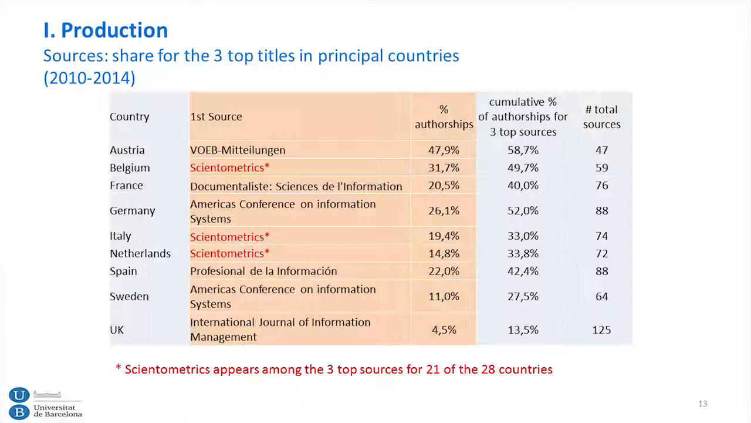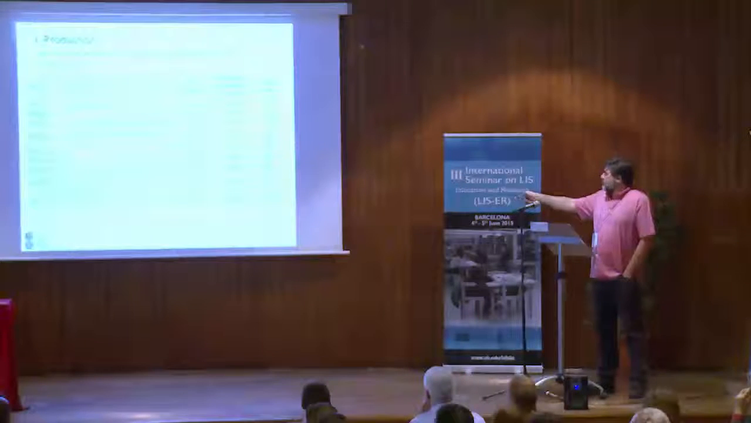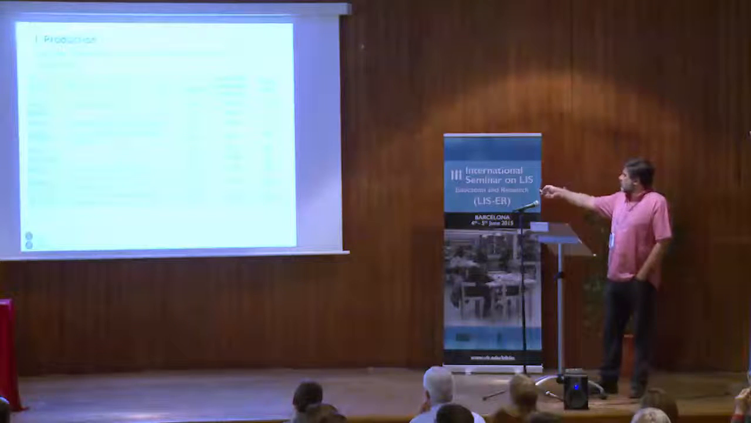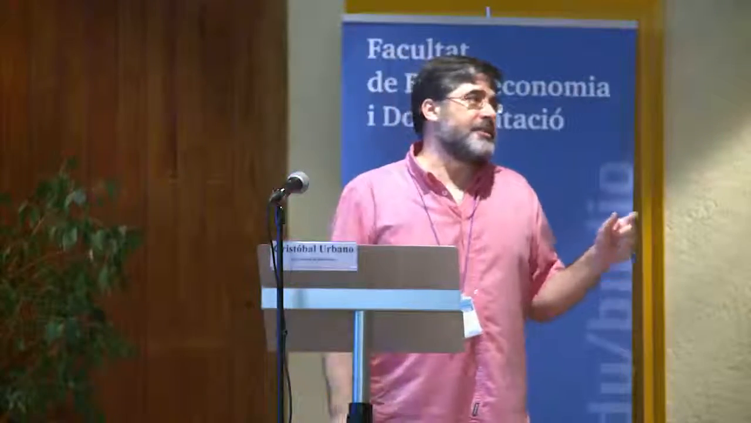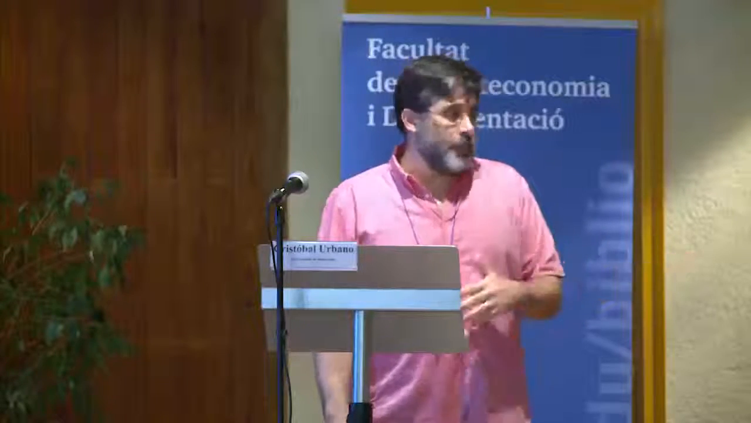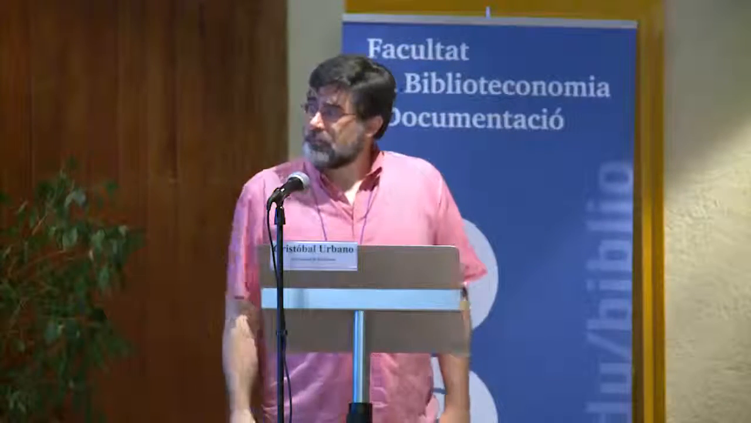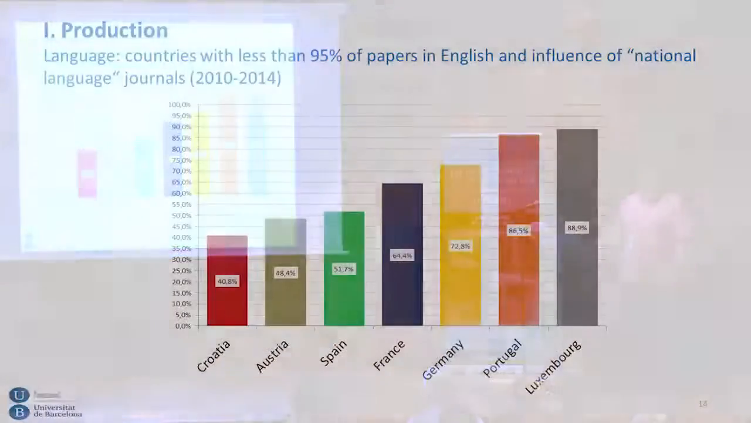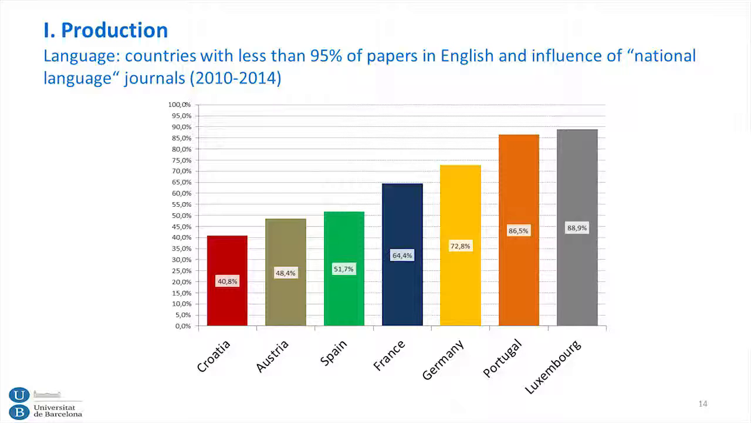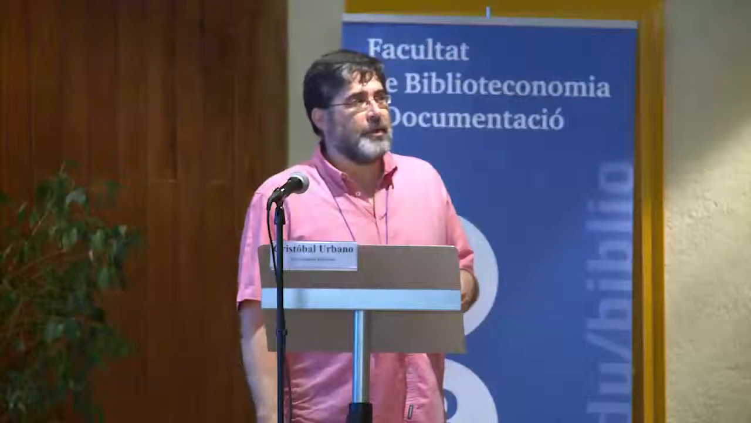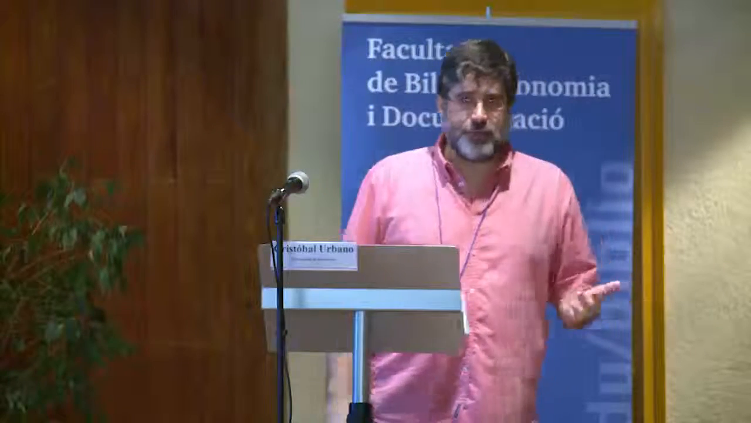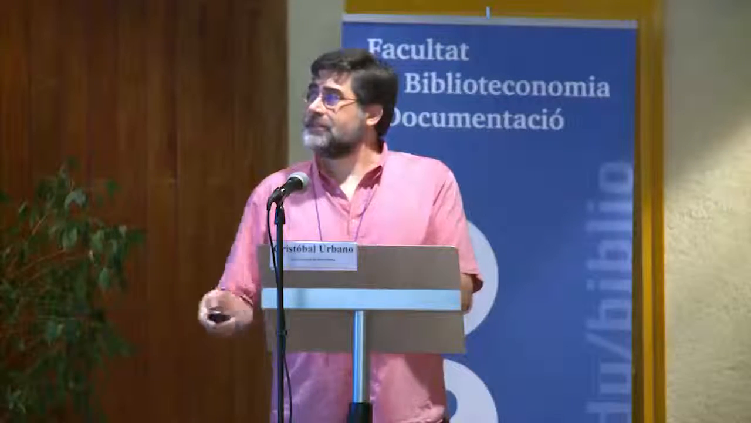Here you can see, if you take into account all the journals, Scientometrics is the first one in three countries, but in the top 10 it appears in 21 of 28 countries. But if you drop journals of national orientation, for instance in Croatia, Austria, Spain, France, Germany and Portugal, which have journals indexed in Scopus that publish in the national language, then you can see that in Spain and Austria also Scientometrics is the first journal by number of papers.